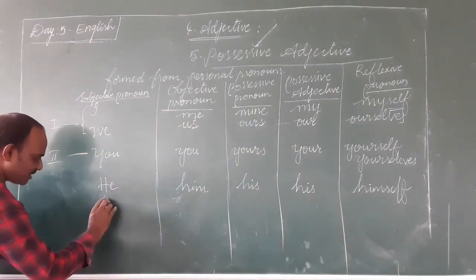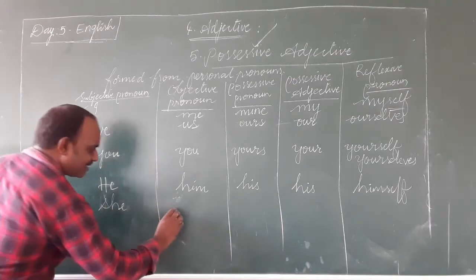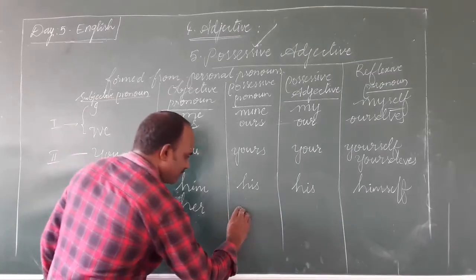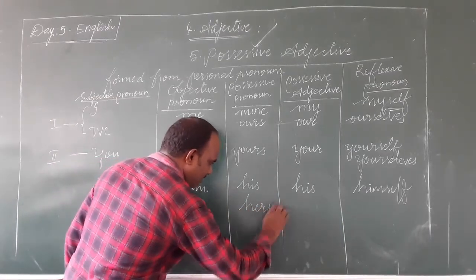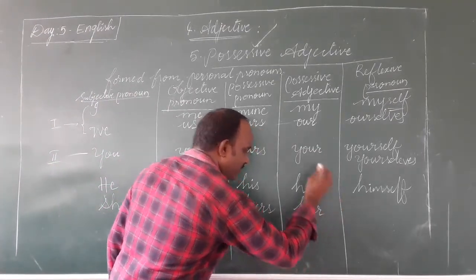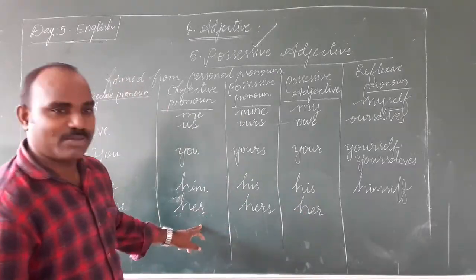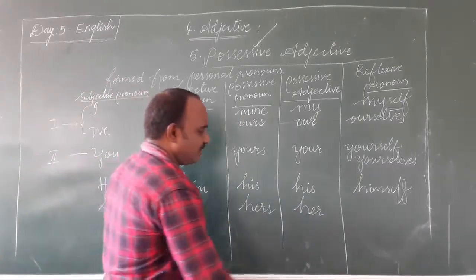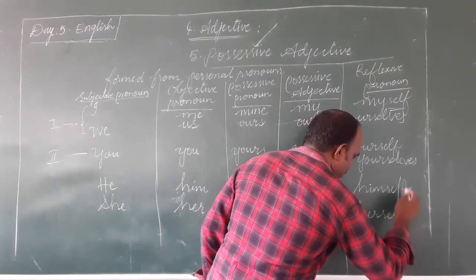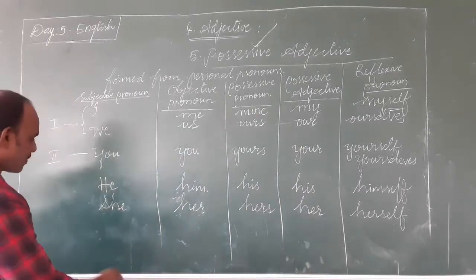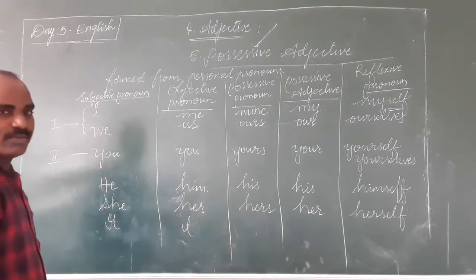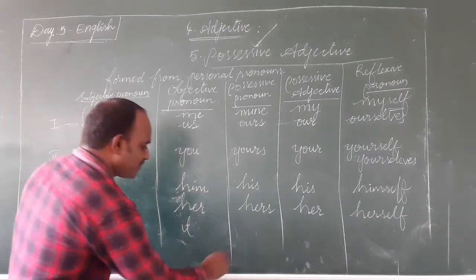And one more, third person singular number. She is the subjective pronoun. Her is the objective pronoun. Hers, possessive pronoun. Her, see here they look the same, but the sentence can vary. Her, possessive adjective, and herself, reflexive pronoun. And it can be used as objective and subjective pronoun.